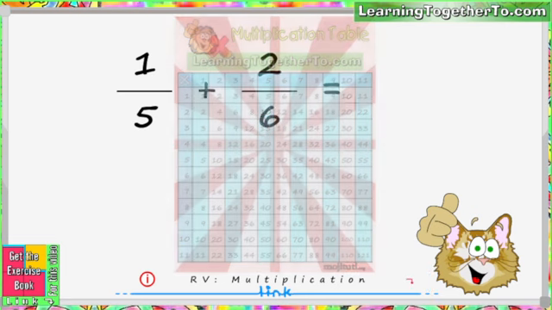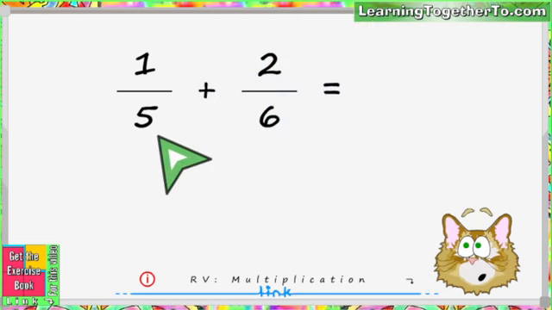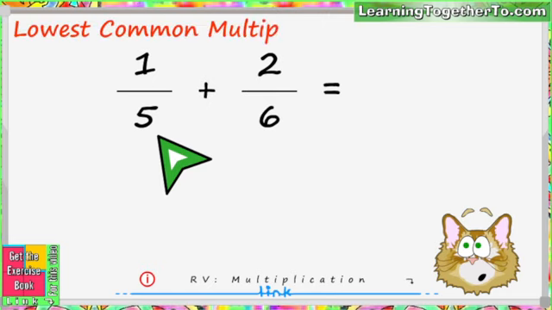Excellent. Let's continue. Frank, the first thing that we notice in this statement is that the denominators are different. In order to solve the problem, they need to be the same. To get them to be the same, we need to find the lowest common multiple that the denominators share.